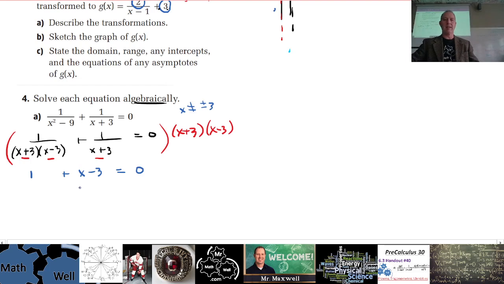I'm going to solve for x here, and I'm going to subtract 1 from both sides. I'm going to add 3 to both sides. So x here equals 2. There's just one value that I've gotten for x in solving here. And it's not one of my restricted values. Still though, I should always check.